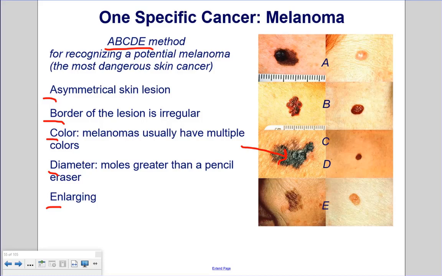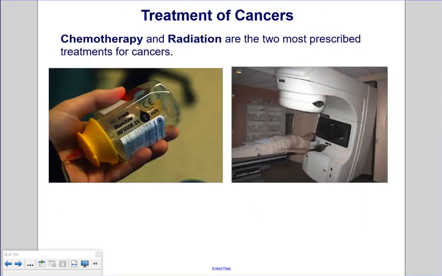If any one of these conditions is present, it is suspect that the mole may be a melanoma, but of course it's always best to see your dermatologist to evaluate the mole, as they are medically professional and qualified to determine these things. Treatment of cancers.